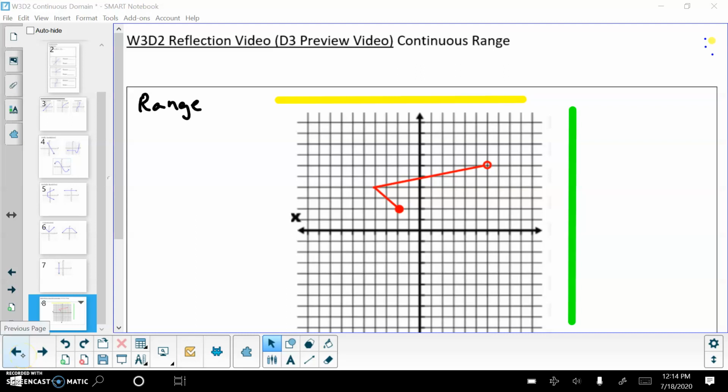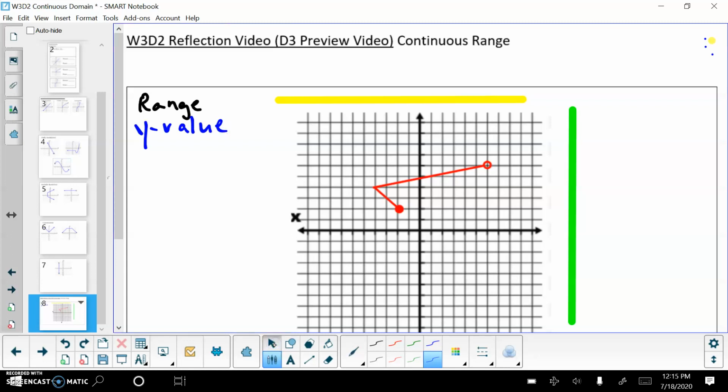Hello, this is our day 2 reflection video for week 3, and it's also going to preview what we're covering tomorrow, which is going to be continuous range. And just before I scroll up my screen, I'm going to remind myself that when we talk about range, we are talking about y values.